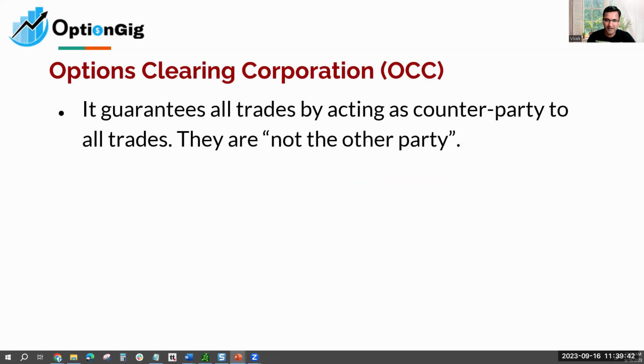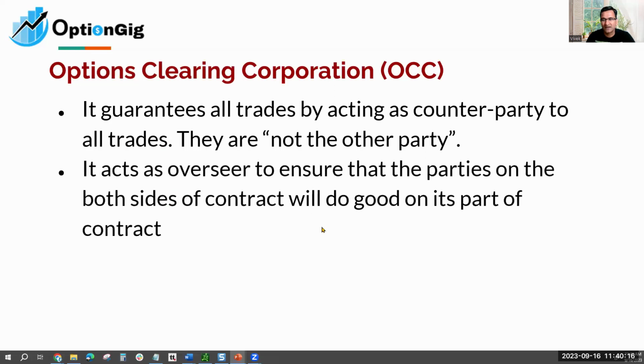OCC guarantees all the trades. So if I buy an option, say a call option, and it goes in the money, and then I want to buy the shares, OCC will make sure that I get the shares, right? Or if I bought a put option to sell the shares at a particular price, and if I want to exercise that, OCC will guarantee that I am able to sell the shares. I don't have to worry about what if the other party refuses to buy the shares, right? So OCC guarantees all the trades.